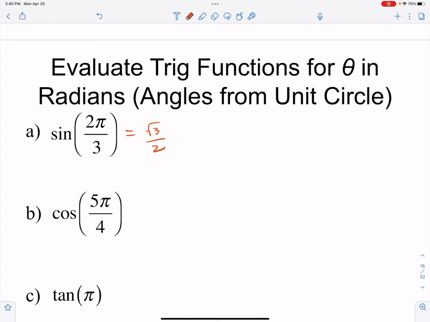Cosine of 5 pi over 4, well, 4 pi over 4 would be pi, so 5 pi over 4 terminates in quadrant 3. And the point that corresponds to that angle would be negative root 2 over 2, comma negative root 2 over 2. So the x-coordinate would be negative root 2 over 2.